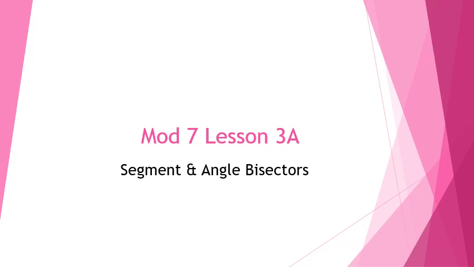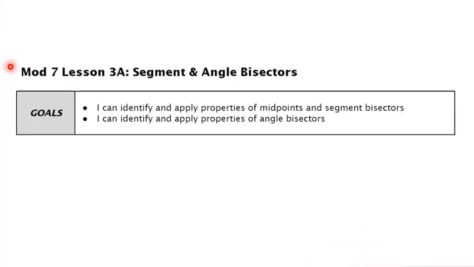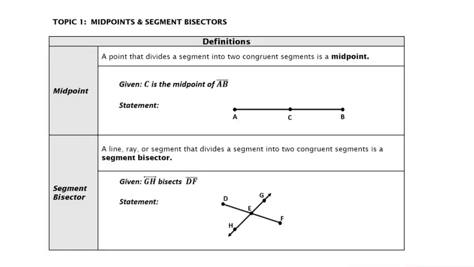This is the video for Mod 7 Lesson 3A, Segment and Angle Bisectors. So the goal of this lesson is going to be using properties of segment and angle bisectors. We're going to identify and apply properties of midpoints and segment bisectors, and then also apply and identify properties of angle bisectors. All right, so for topic 1, we're going to be looking at midpoint and segment bisectors.